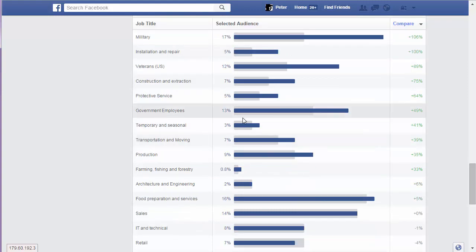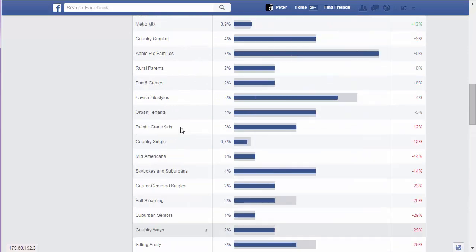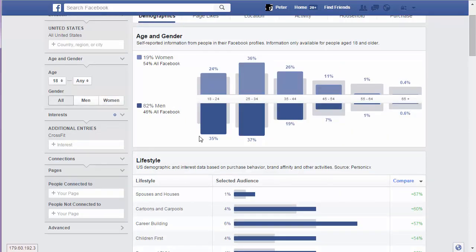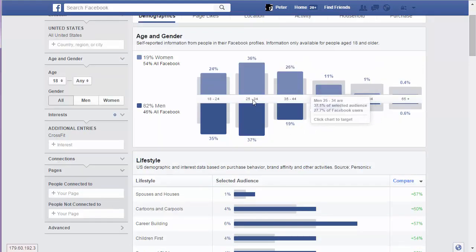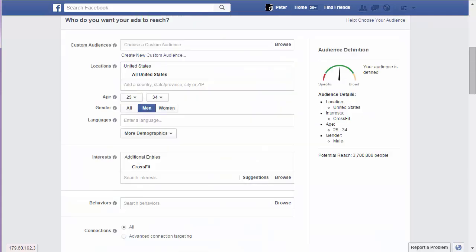But again, all right, we could target government employees as a job title, but which one of those government employees are actually actively interested in something to do with CrossFit? And this is the problem. So the Facebook system is very powerful. It's great the way that we can target these things and find out these things, but it doesn't really help us to drill in here, because we have to show our ad to 3.7 million people to find out who's interested in what we're selling, and that's the problem.